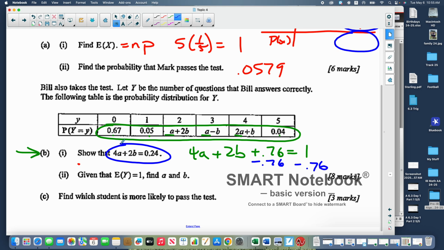It says, given that the expected value is 1, find A and B. So how do I find the expected value in this situation? Multiply, and multiply, and multiply, and multiply. Multiply all these, and then we add them all up. And it's going to equal 1, because that's what it said. All right? So if I were to do that, I like the first one. That's easy.